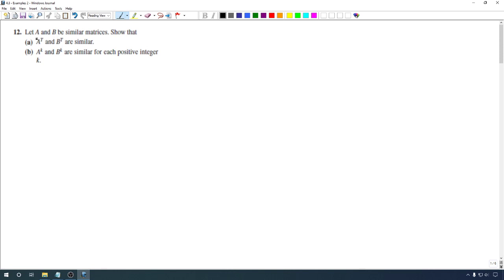Most of these are going to be where we start with the idea of we have two similar matrices and we want to show either something about those two matrices, or we want to show that some other matrices that we can derive from them are also similar. And note that we're saying here not that A transpose and B transpose are similar to the original matrices, but that they are similar directly to each other.